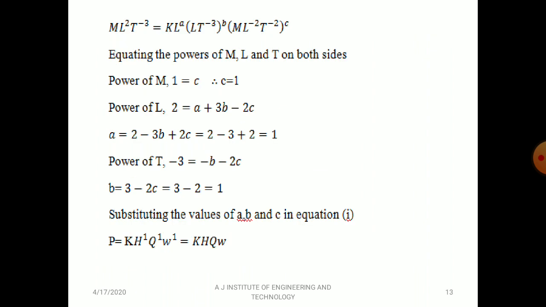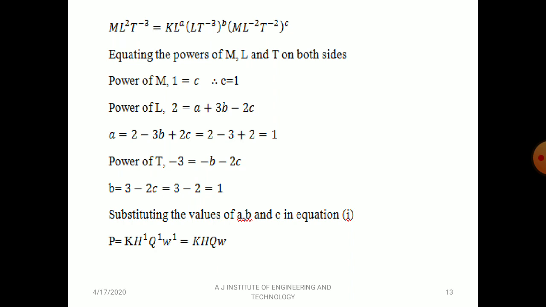So now the next step, we have to equate the powers of M, L and T, that is the fundamental dimensions or primary quantities, on both sides of the equation, which is the concept of dimensional homogeneity. So now equating the power of M, on the left hand side we have M to the power 1, so that is equal to 1. On the right hand side we have M to the power c, that is c. So 1 equals c, therefore c equals 1, that is the value of c.